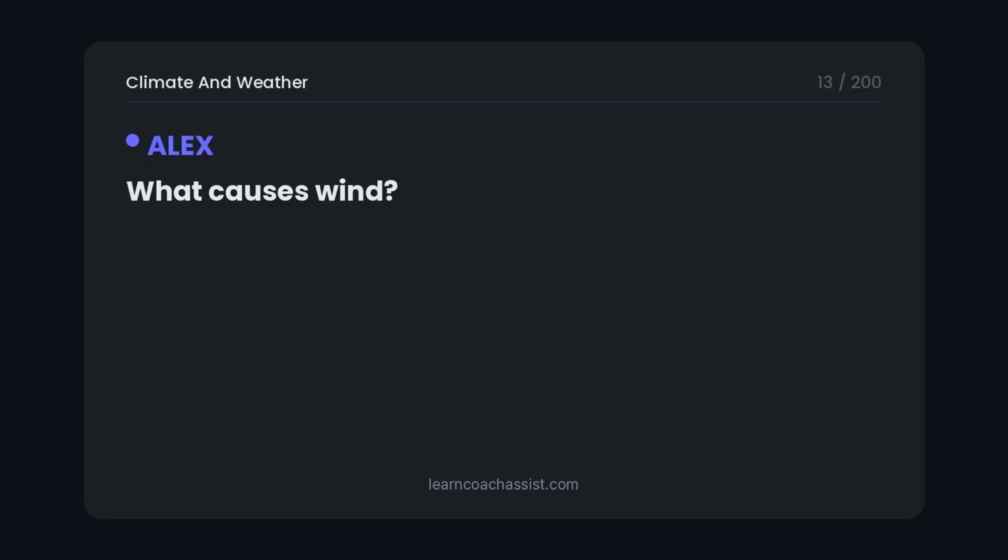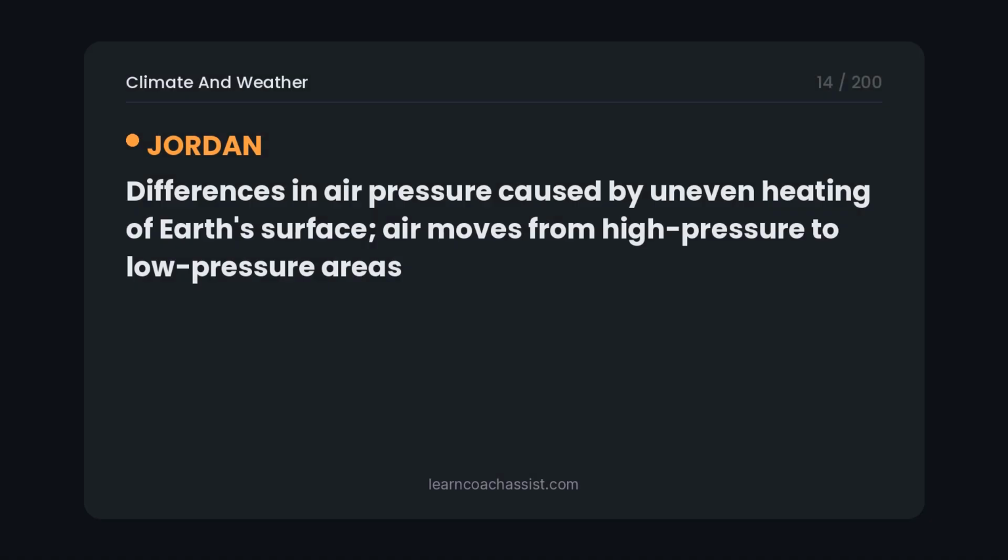What causes wind? Differences in air pressure caused by uneven heating of Earth's surface. Air moves from high pressure to low pressure areas.